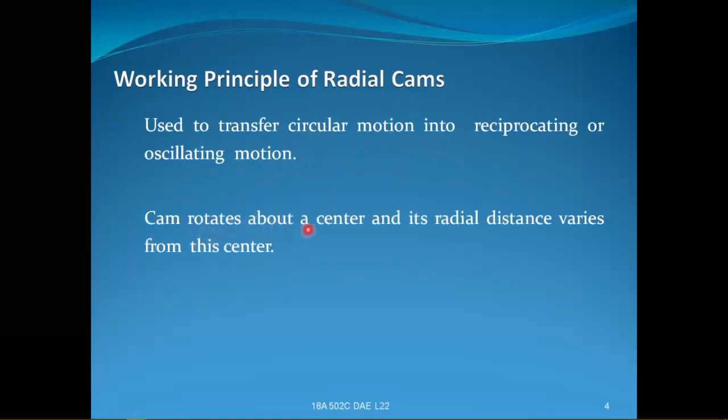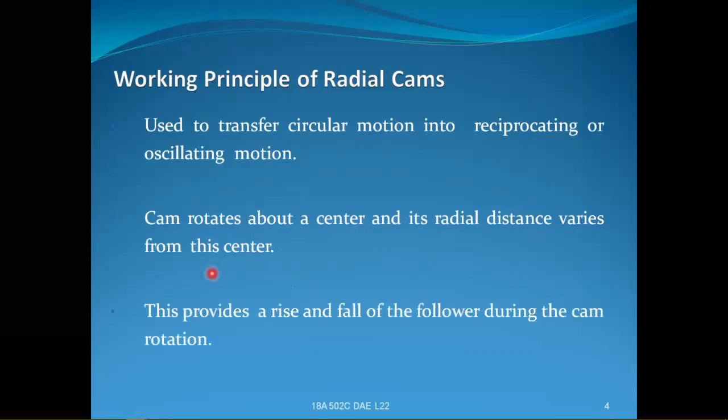Cam rotates about its center, and its radial distance varies from the center. Cam rotates about its own center and its radial distance varies from the center to the outer surface. And this variation in the radial distances will provide a rise and fall of the follower during the cam rotation.